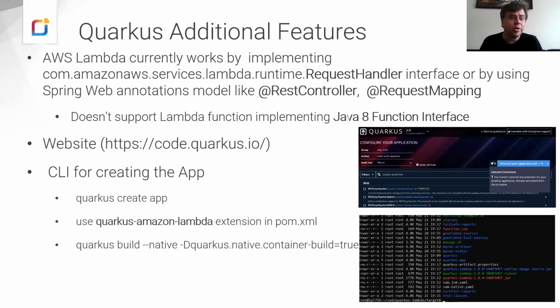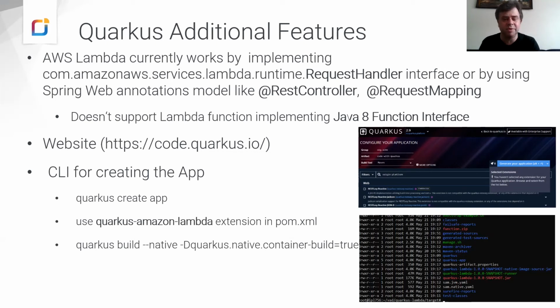itself. You can also use the CLI for creating applications, so just Quarkus create, the scaffolding stuff. And you can use the Quarkus Amazon Lambda extension in POM XML, but you can easily switch to, for example, the Azure extension. Yeah, you write the code like Spring with Spring annotations, and then only by using another extension, the stuff will be generated for you to be deployable on another cloud provider.